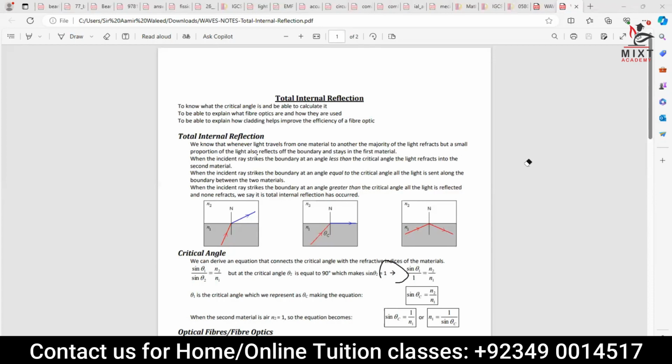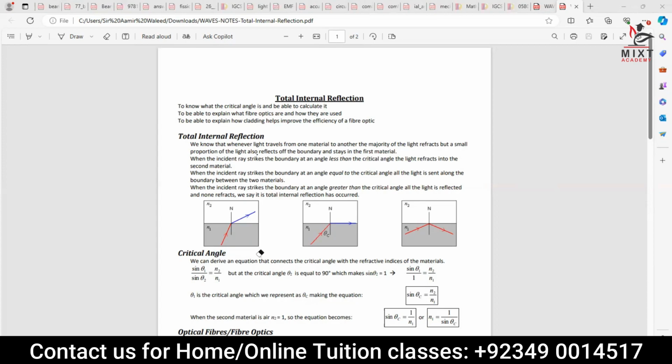Is there any difference between total internal reflection and general reflection? Total internal reflection is when the ray doesn't refract, it stays in the medium. Is there any difference between general reflection and total internal reflection, by the way? Yes, the critical angle, and what else? The density of the medium. Actually, we will see in details.